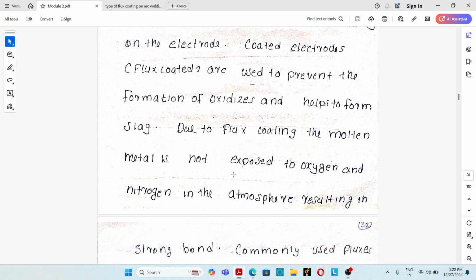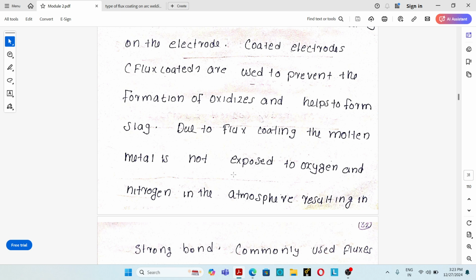Slag is a very light material compared to the molten material, and the slag floats over the weld pool and prevents contact of the surrounding atmosphere with the weld pool. Slag also acts as a cleaning agent. The slag absorbs impurities and oxide impurities from the molten material, and after solidification the slag can be removed by a chipping operation. So that's the importance of flux coating on the electrodes.